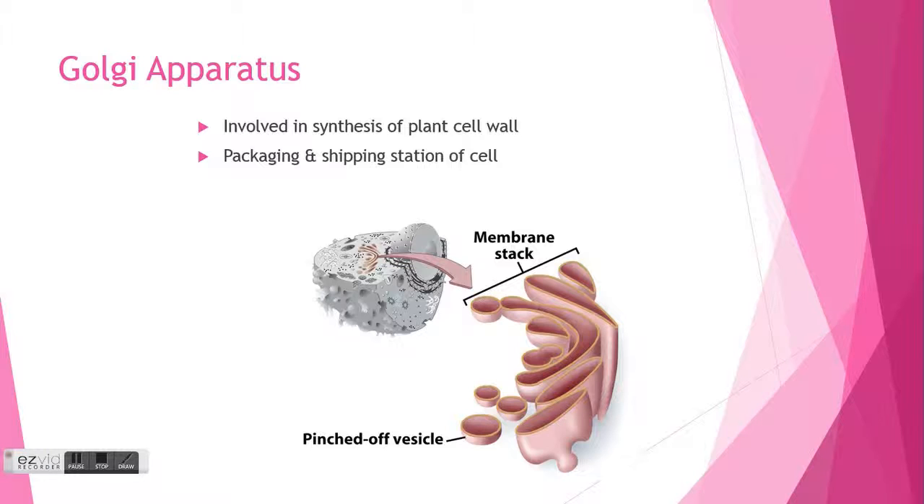but in animals and in plants the other main job is it's the packaging and shipping station of the cell. Most things that are leaving the cell have to go to the Golgi apparatus. The Golgi apparatus puts a little post tag on it, or a little stamp, and it tells that object, like a protein, where it needs to go. So it will go out to the end of the cell membrane, leave the cell, and that little post tag will tell it where it needs to go in other cells.